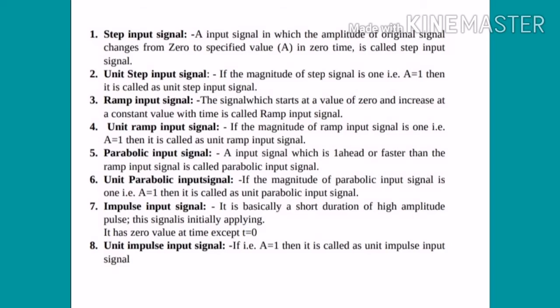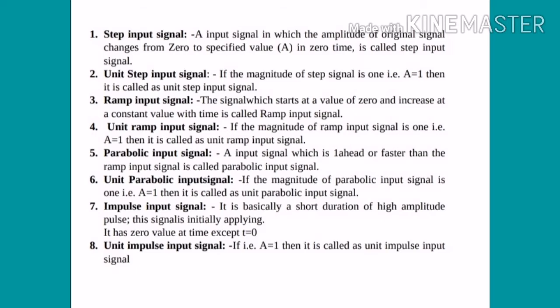What is ramp input signal? The signal which starts at a value of 0 and increases at a constant rate with time is called ramp input signal. That is, at each and every time instant there will be some increment in the amplitude. It will appear as a staircase to us. So it is called ramp input signal. Fourth is unit ramp. That is, the only change is the magnitude will be 1. Then parabolic input, an input signal which is one degree ahead or faster than the ramp input signal.